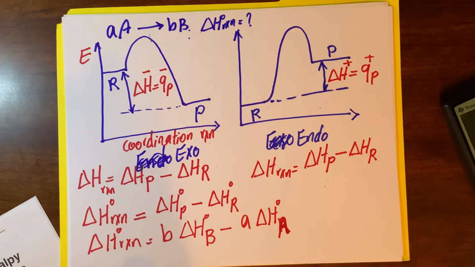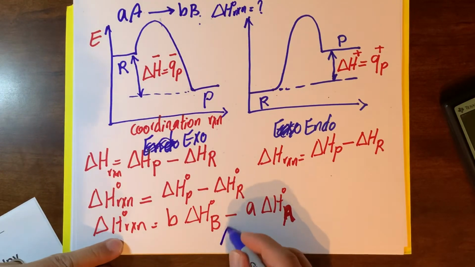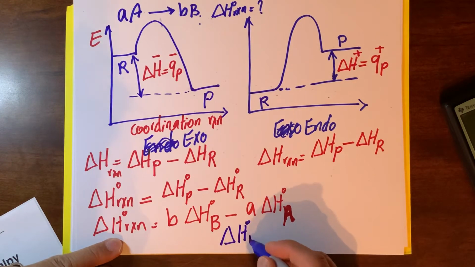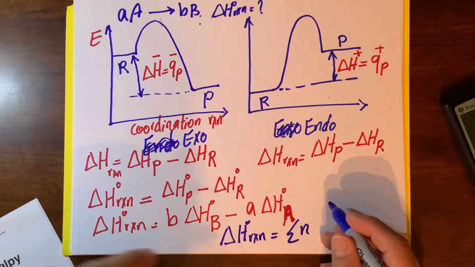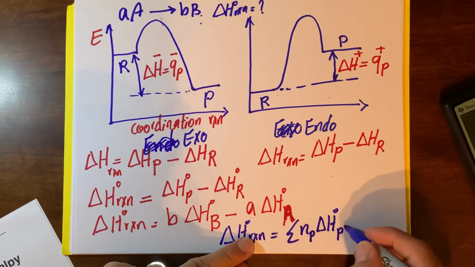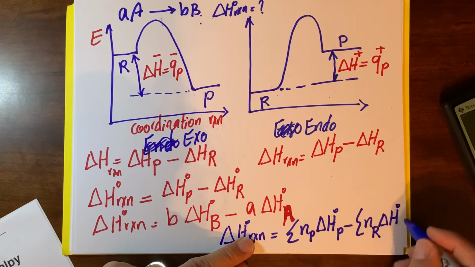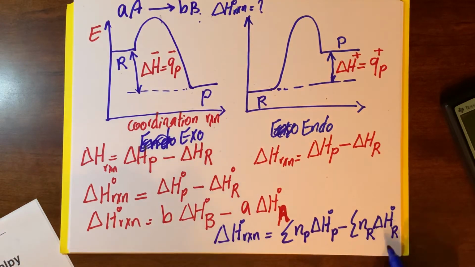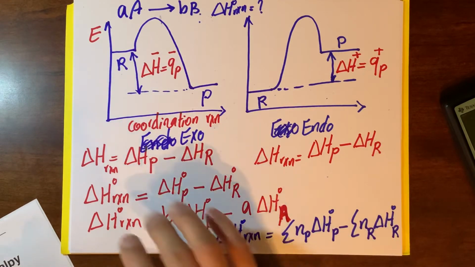So let's make it a general formula. The general formula in this case is: delta H of reaction under standard condition equals the number of moles of product multiplied by delta H of the product, minus the number of moles of reactant multiplied by delta H of the reactant. We're going to use this formula to calculate delta H of any reaction under standard condition. Again, this is standard condition, so you cannot use this formula for non-standard condition.